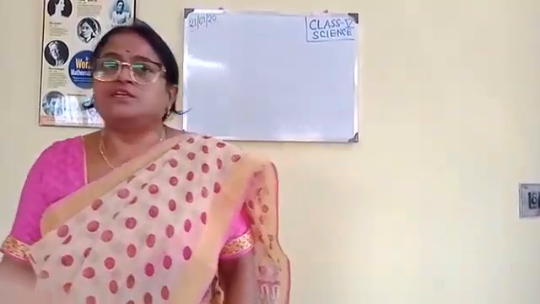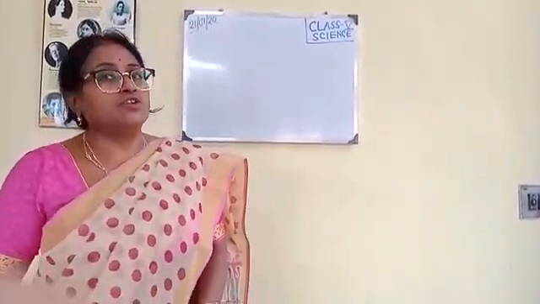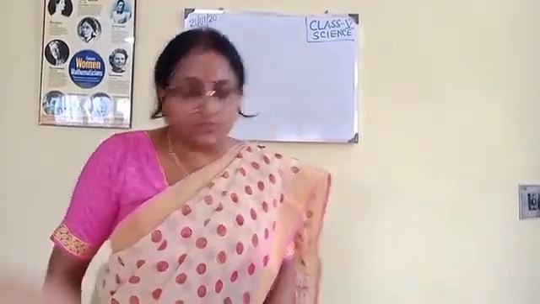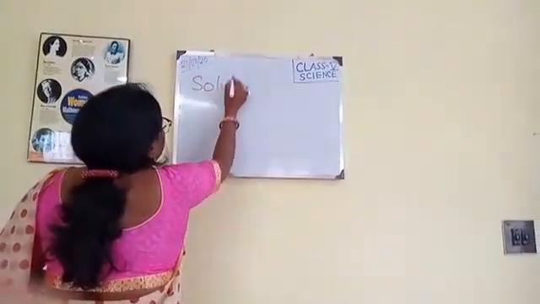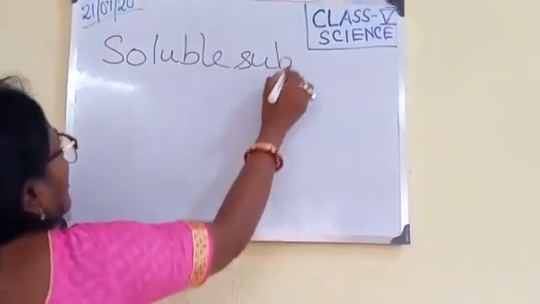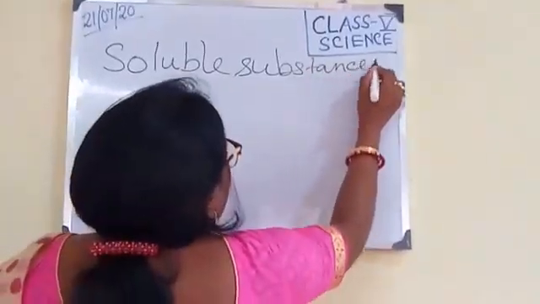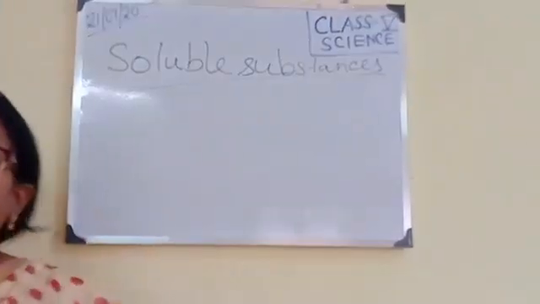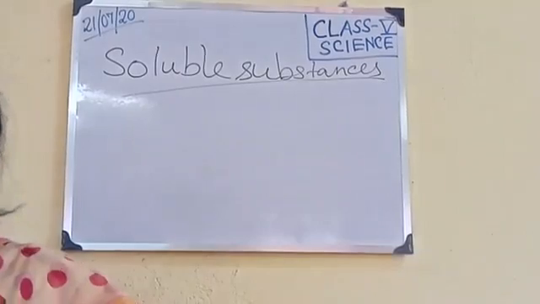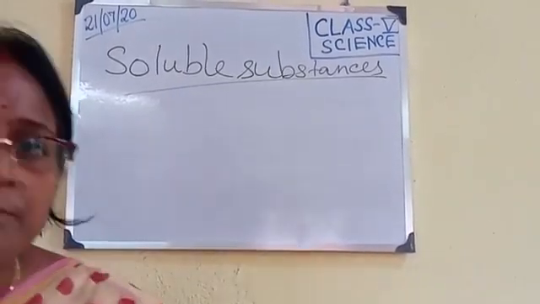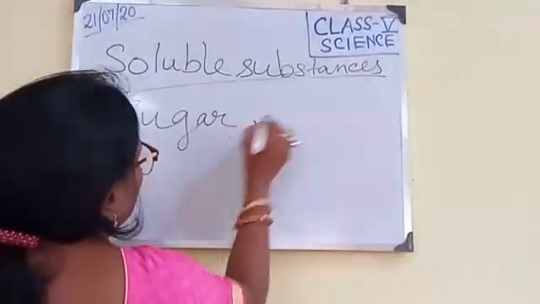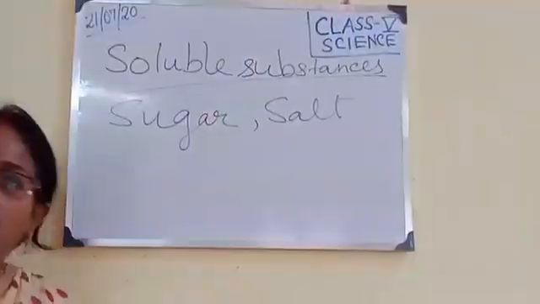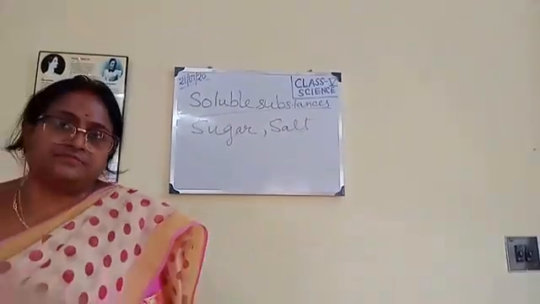Today we are going to learn about soluble substances, insoluble substances and methods of separation. Let's start with soluble substances. What are soluble substances? Soluble substances are the substances that dissolve in a liquid or in water. Sugar and salt are the examples of soluble substances. Why? Because sugar and salt can dissolve in water completely.